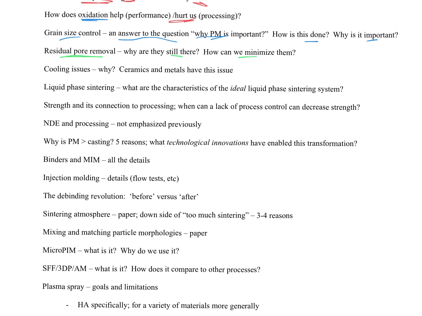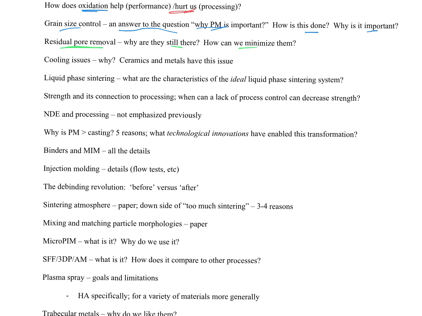And then we also have to deal with cooling issues, the why of cooling. So ceramics, of course, are more sensitive to this, but metals also have this issue. You can't just take a hunk of cobalt chrome and quench it to room temperature out of the furnace. It's not going to survive that. So these are other issues that are going to be common between these two areas.